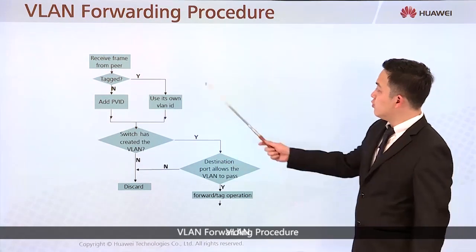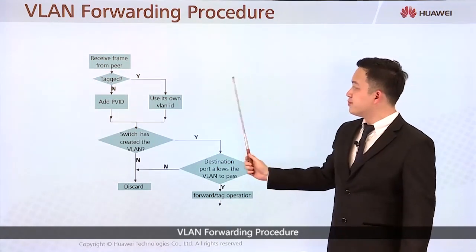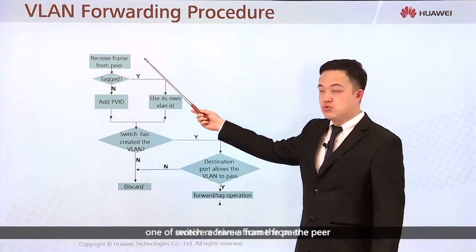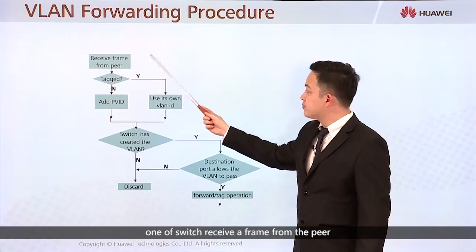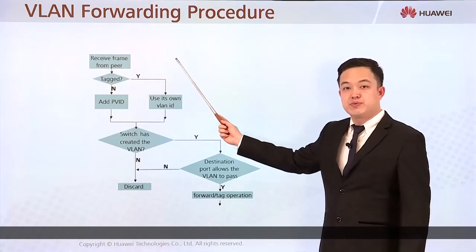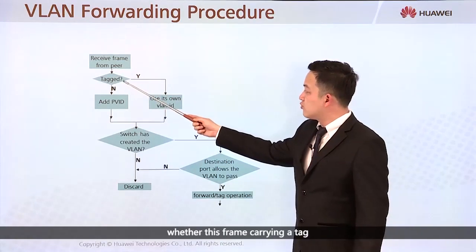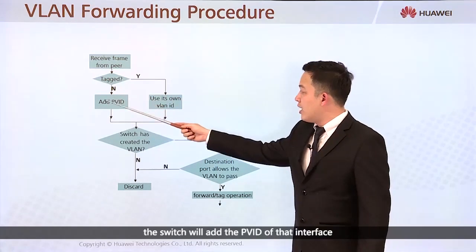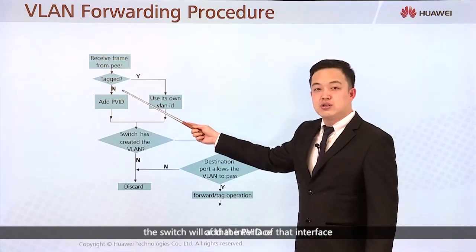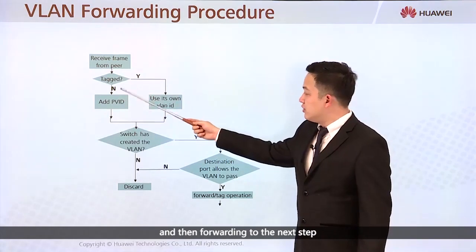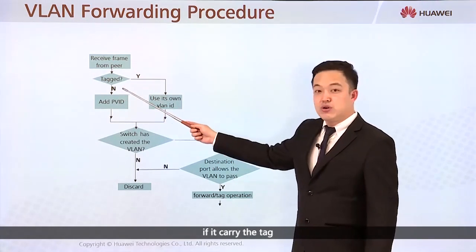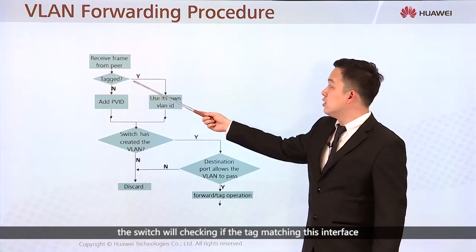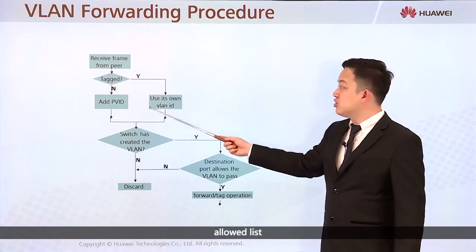First, the VLAN forwarding procedure. When a switch receives a frame from the peer, it checks whether this frame carries a tag. If it's not carrying a tag, the switch will add the PVID of that interface and then forward to the next step. If it carries a tag, the switch will check whether the tag matches the interface's allowed list.